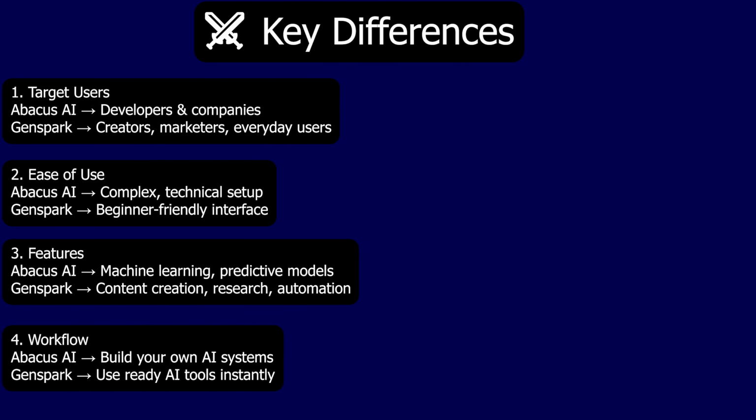And when talking about the key differences, number one, we have target users. Abacus AI: developers and companies. Genspark: creators, marketers, everyday users. Ease of use. Abacus AI: complex technical setup. Genspark: beginner-friendly interface. Features. Abacus AI: machine learning, predictive models. Genspark: content creation, research, automation. Workflow. Abacus AI: build your own AI systems. Genspark: use ready AI tools instantly.